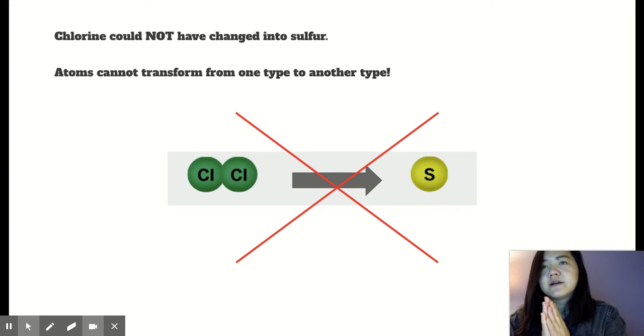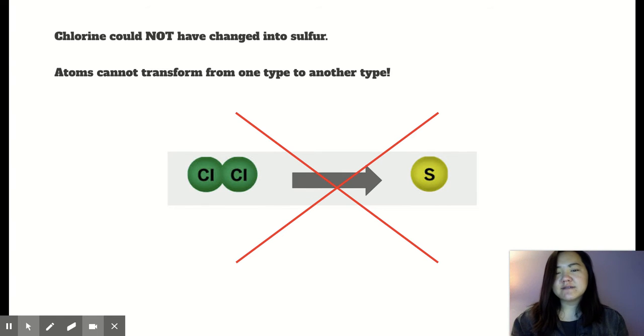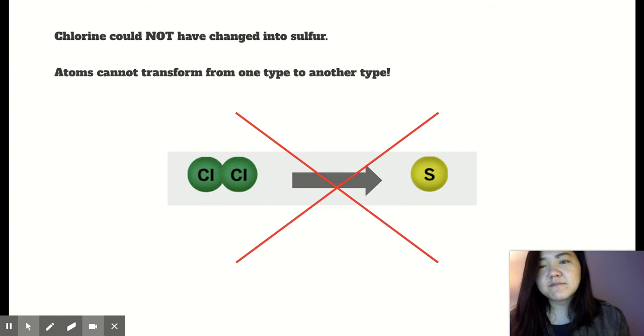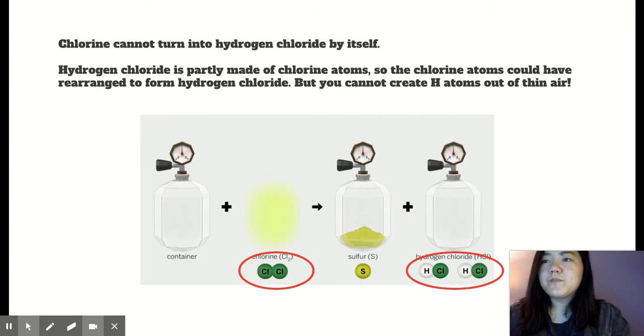Question number 2, could the chlorine turn into sulfur? And basically what that's asking is, can a Cl atom turn into an S atom? And we know in a chemical reaction, it's not that atoms are turning into new types of atoms, right? They're rearranging, so that's why this question would be a no.